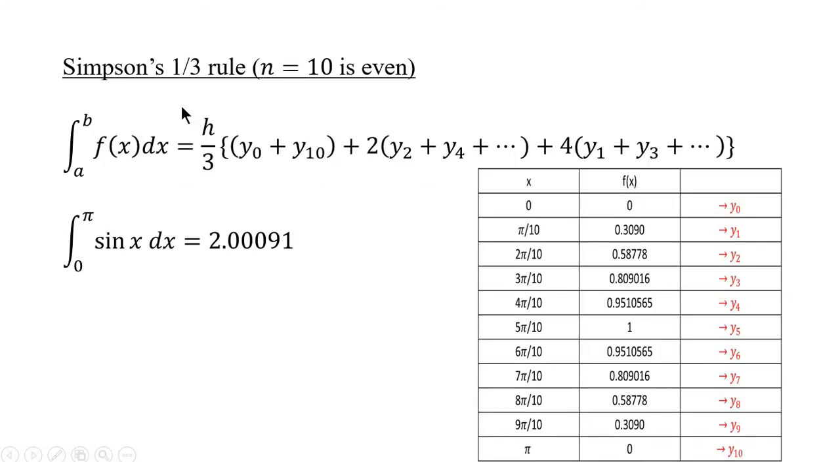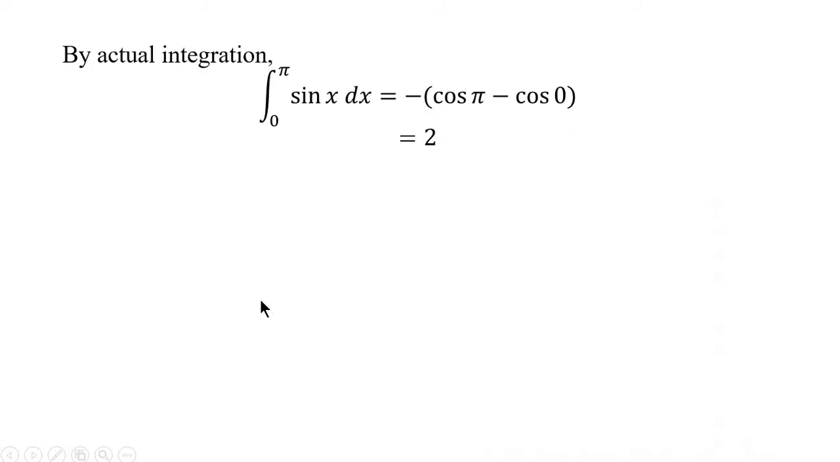For Simpson's one-third rule, substituting all these values in our formula, we get the answer as 2.00091. Now let us perform the actual integration. We know the integration of sin x is minus cos x. Applying the limits, we get the answer as 2. You can observe the value of numerical integration is 2.0009 and the actual integration is 2. So there is less error when you are using Simpson's one-third rule.